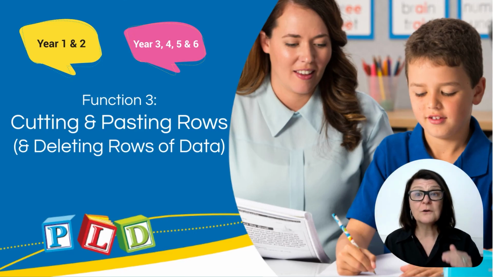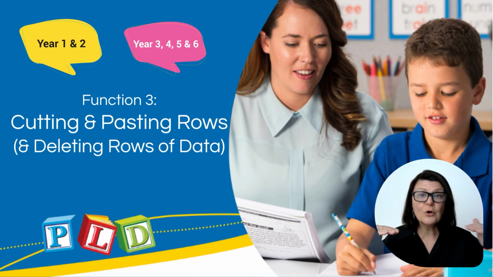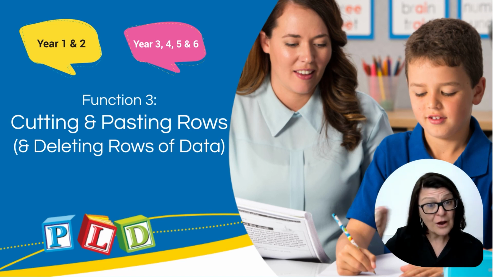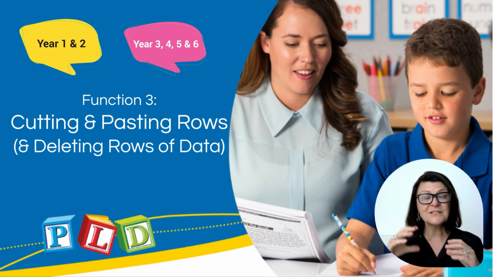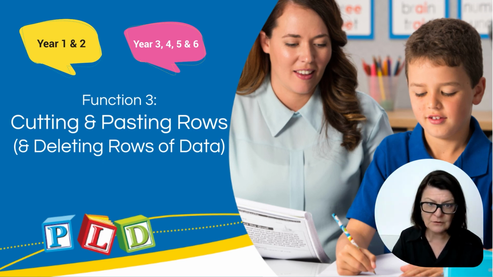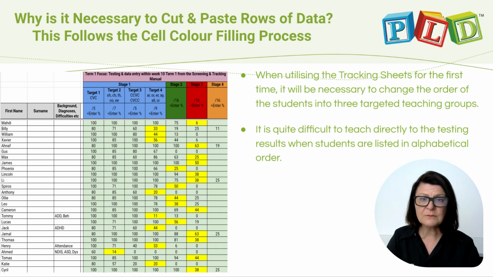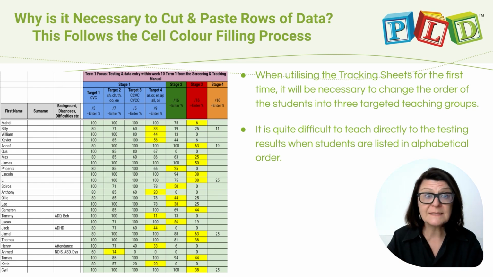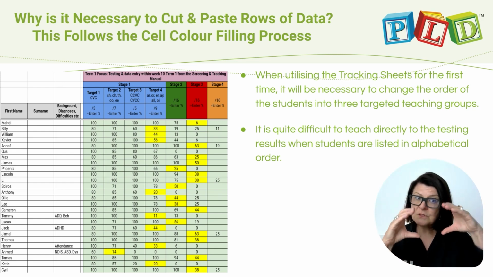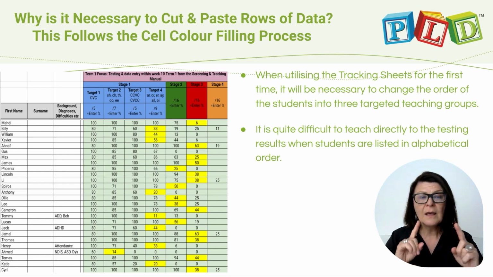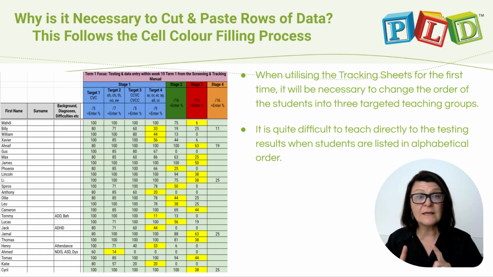Function 3 involves cutting and pasting rows of student data and reorganising the students from an alphabetical order organisation into targeted teaching groups. Why do we do that? Because it is sheer impossible to teach to that data. Yes, you need to highlight what do you intend to teach, but until those students are grouped together, it is difficult to analyse your groupings and also your numbers.